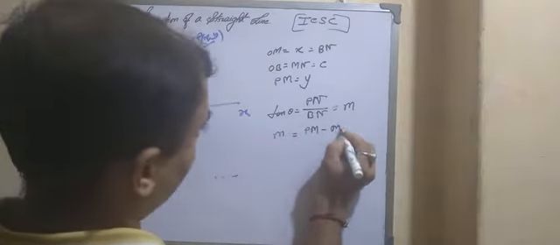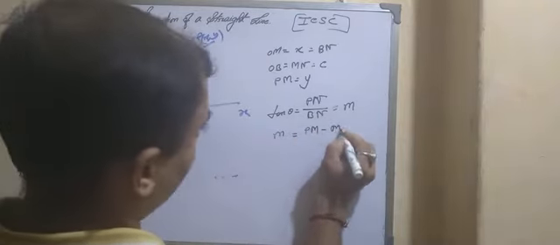BN means OM or x. Now m is equal to PM, which is y, minus MN, which is C, divided by x. So mx is equal to y minus C, and you may write y equals mx plus C. This is the equation of a straight line in the form y equals mx plus C, where m is the slope.